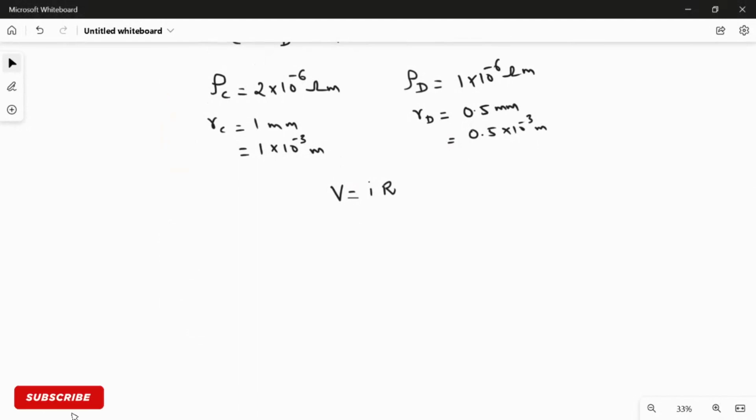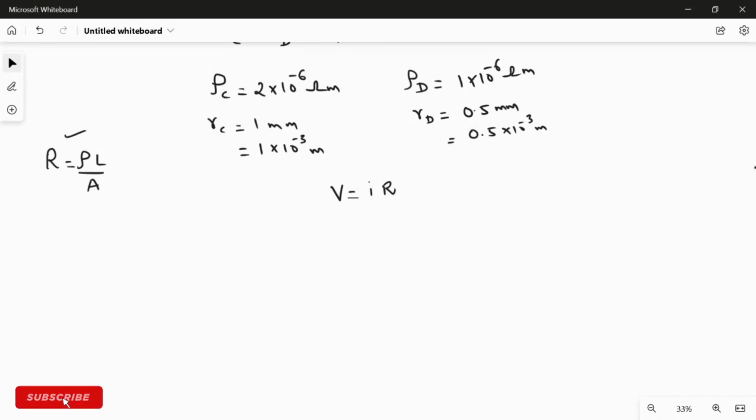The resistance information is not given, but the resistivity and the radius values are given. As we already studied in the theory, the equation for finding the resistance is R equal to rho L over A. Rho is the resistivity, L is the length of the material, and A is the cross-sectional area of the material. I'm going to first find the resistance value by using this equation for both wire C and wire D, and after that I'm going to substitute that resistance value here for finding the answer for the first two questions. So let's start with the first question.